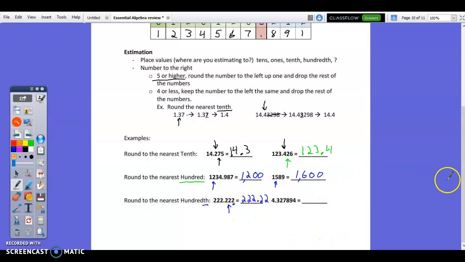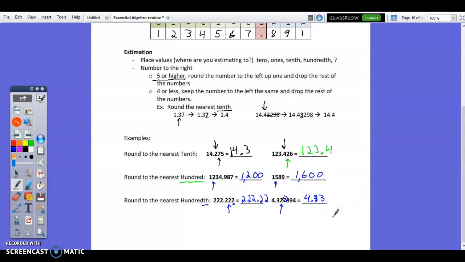All right, so over here, again, I'm still rounding to the nearest hundredth. The hundredth is that 2. So this 7 tells me what to do with that 2. That 7, because it's 5 or higher, is going to have that 2 go up to a 3. So this would be 4.33, and then the rest goes away.